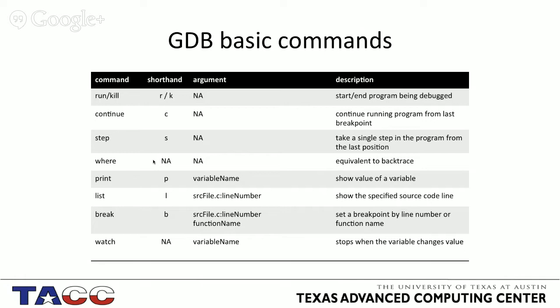Because if it's more complex than that, then in general, I run the code under DDT. DDT supports parallel codes, multi-threaded codes, and serial codes. It's just a nicer interface, and it's easier to look at the data.